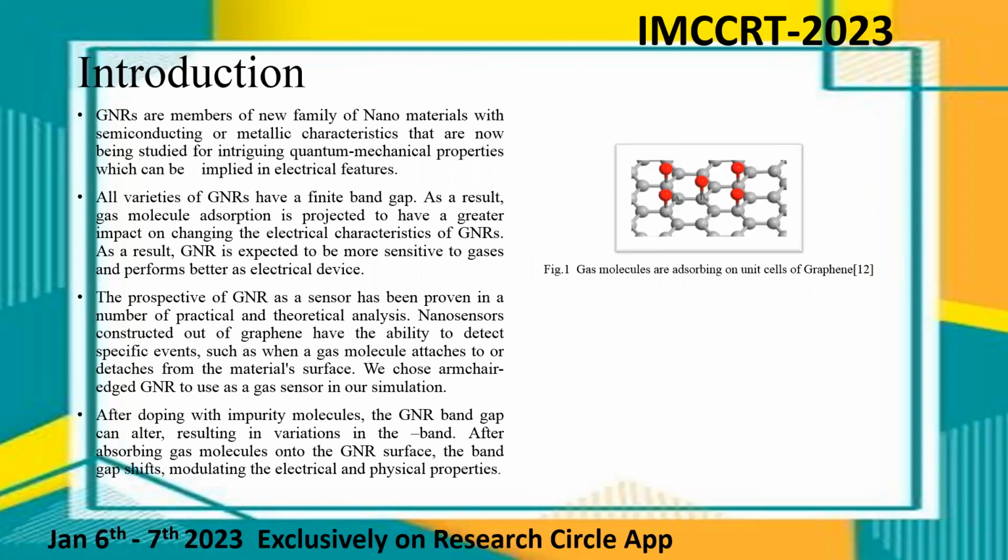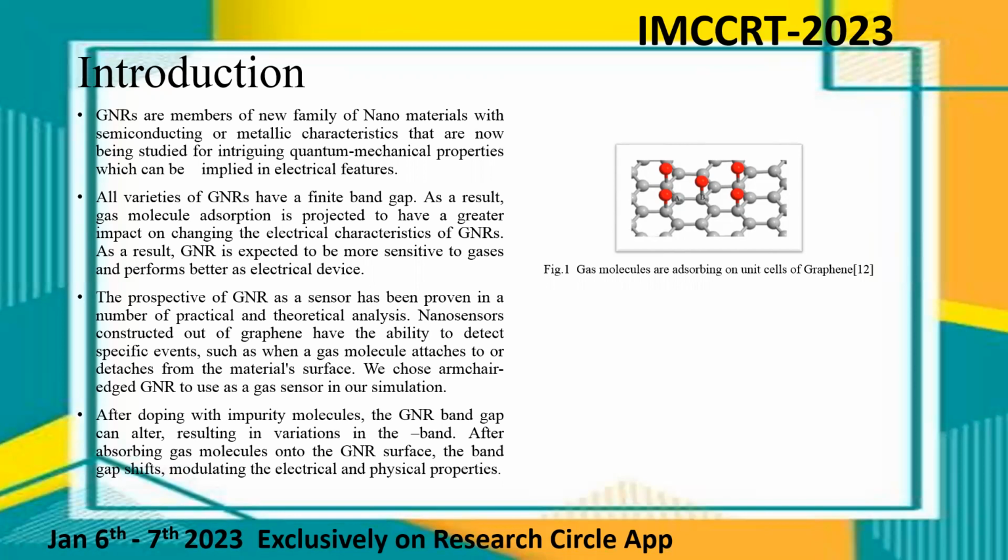Introduction. Graphenes are members of a new family of nanomaterials with semiconducting or metallic characteristics that are now being studied for intriguing quantum mechanical properties which can be implied in electrical features. All varieties of graphene have a finite band gap. As a result, gas molecule absorption is projected to have a greater impact on changing the electrical characteristics of graphenes. As a result, graphene is expected to be more sensitive to gases and perform better as an electrical device. The perspective of graphene as a sensor has been proven in a number of practical and theoretical analyses.